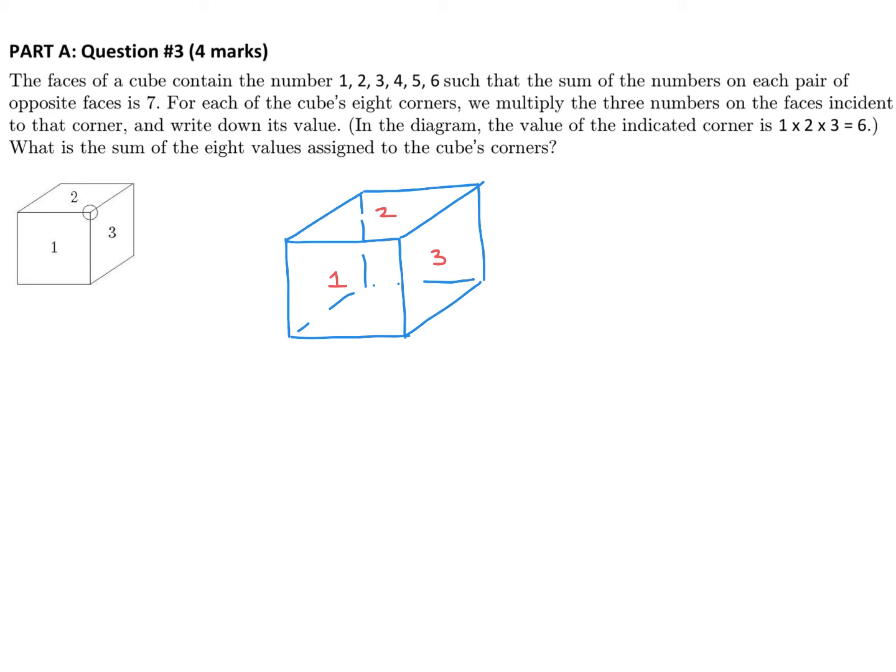Remember, the opposite faces have to add up to 7. So that means this on the left will be 4, on the bottom will be a 5, and on the back will be a 6. Okay. And then what I need to do now is label the corners. So I'll label the corners A, B, C, D, and then on the bottom, E, F, G, H.